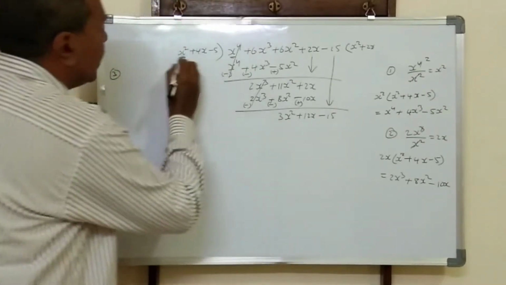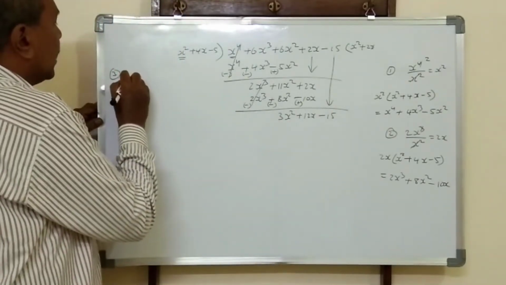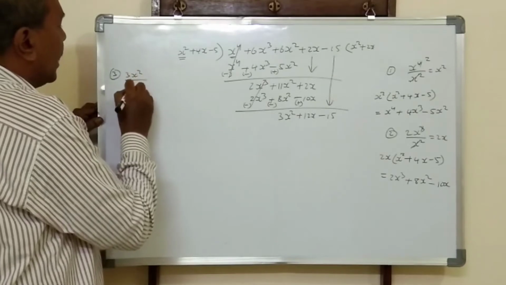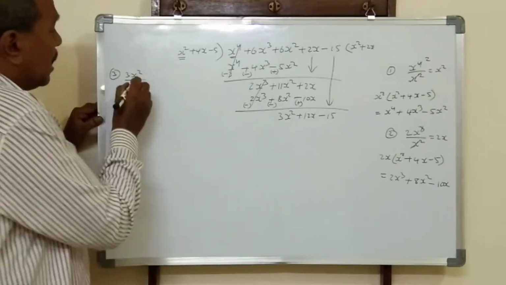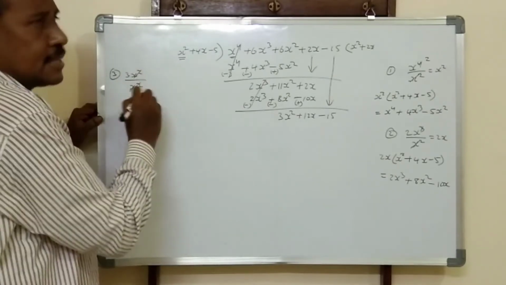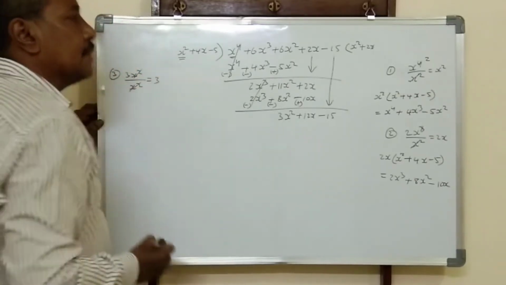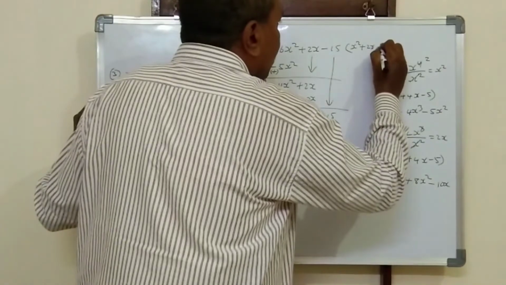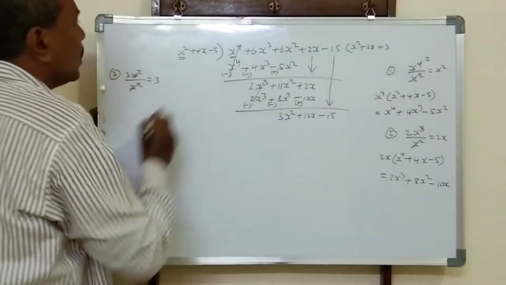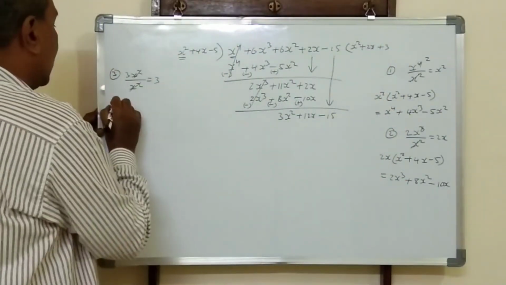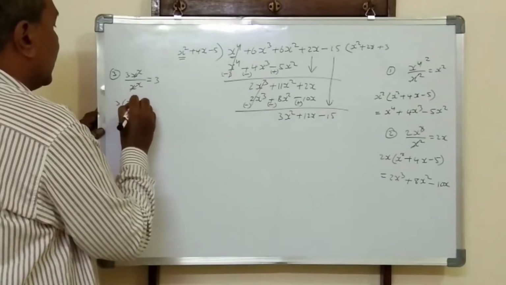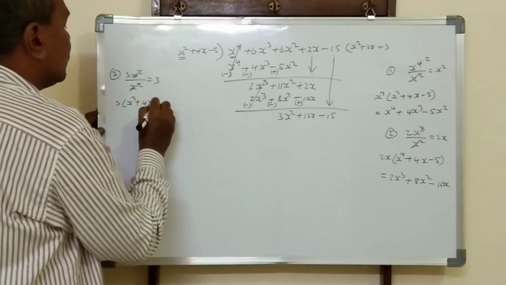First term divided by first term: 3x square by x square. The x square gets cancelled, so the answer is 3. So here keep 3, plus 3 into this entire divisor, 3 into x square plus 4x minus 5.